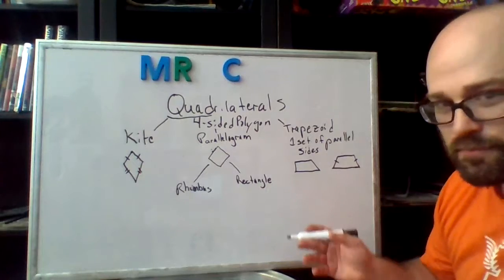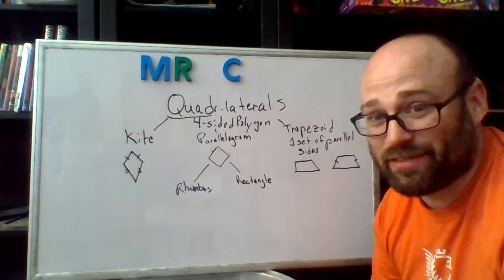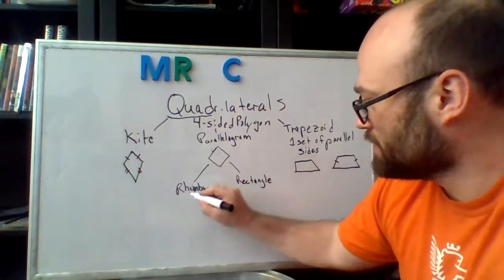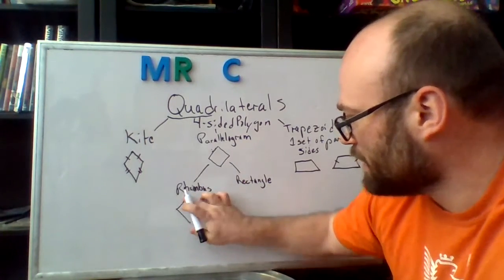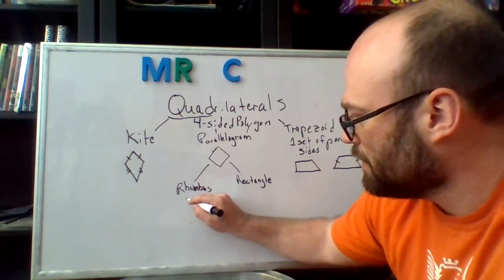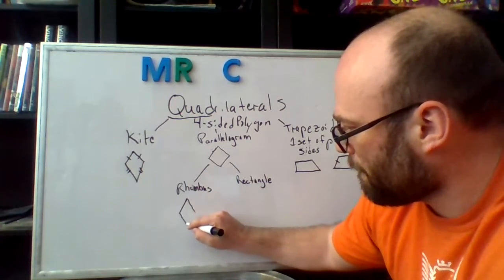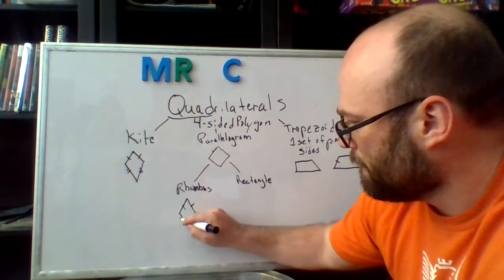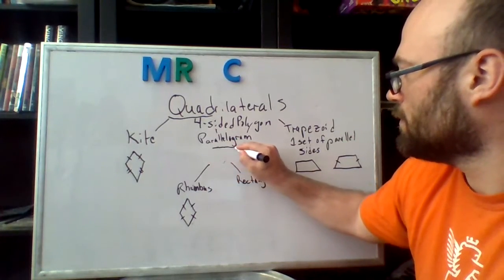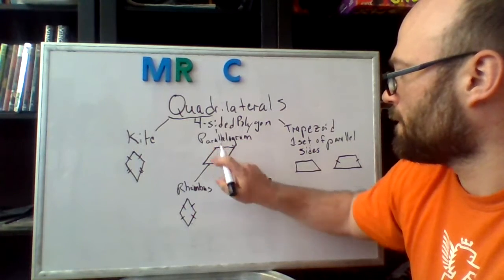But a rhombus has four sides that are congruent. It does not have four 90-degree angles. It just has four sides that are congruent, something like that, where all four sides are congruent but not 90-degree angles. So we say those are all parallelograms. We could also do a parallelogram like this, a parallelogram like that, with two sets of parallel sides.